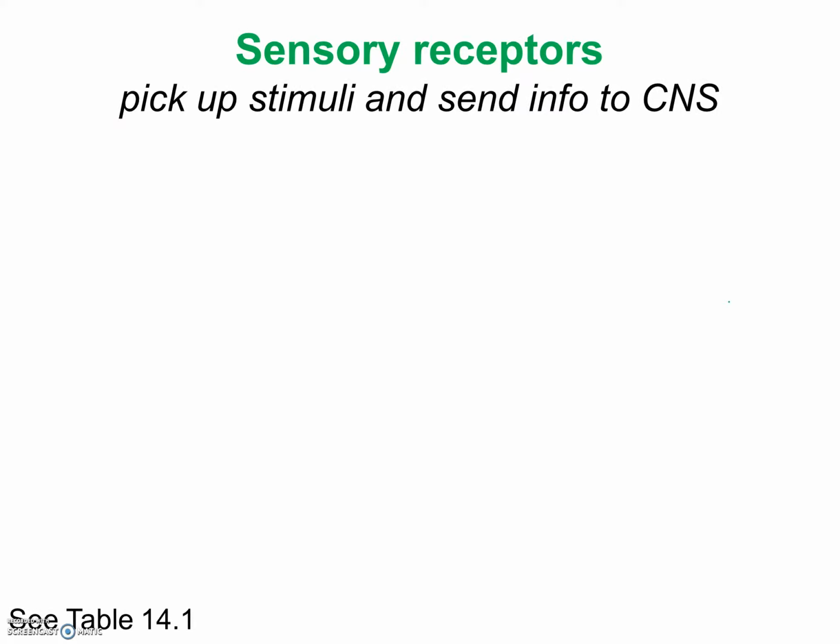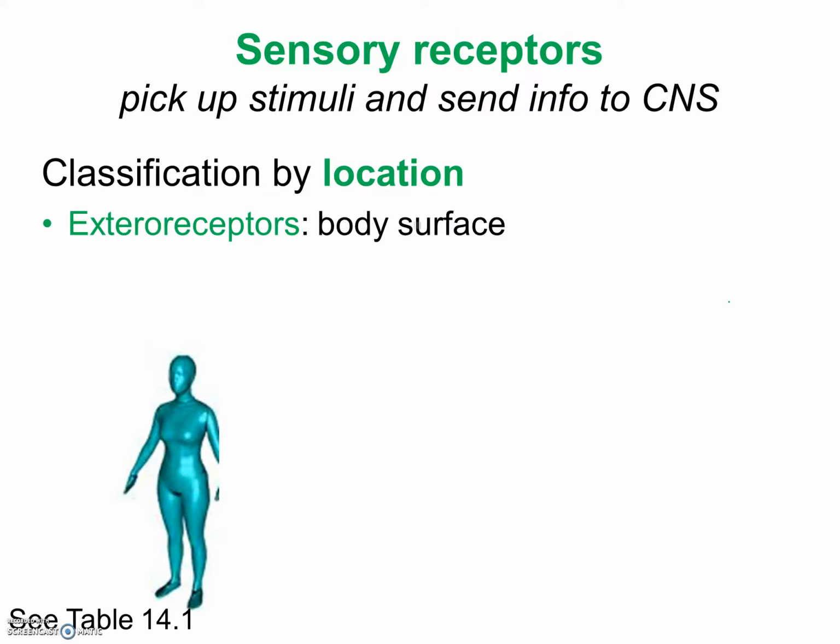So let's talk in a little more detail about these sensory receptors. The sensory receptors pick up stimuli and send the information to the CNS. So sensory receptors can be categorized by their location. For example, exteroreceptors. Exteroreceptors are receptors on the body surface picking up sensory information. So you might remember that X, whenever you see that, think exit. So exteroreceptors are on the outside of the body. So for instance, if you have a touch on your skin, or you feel a poke on your skin, or something hot, all of that's going to be picked up by exteroreceptors.